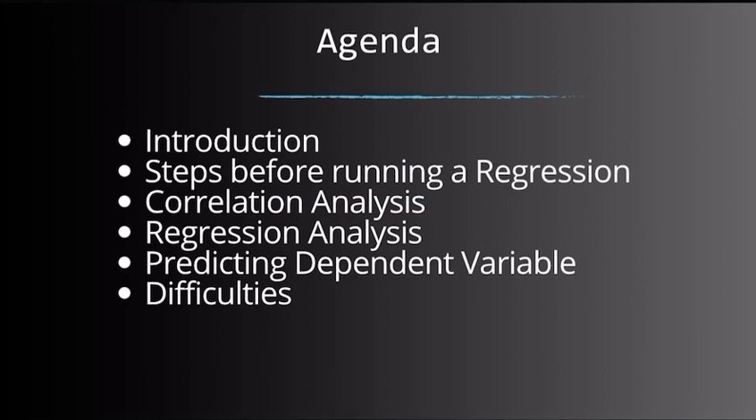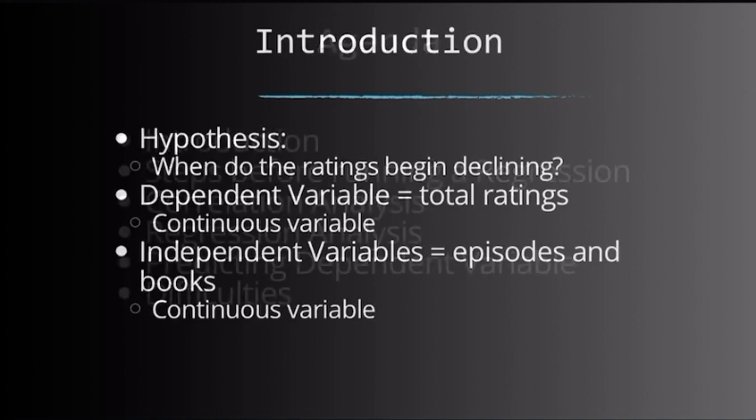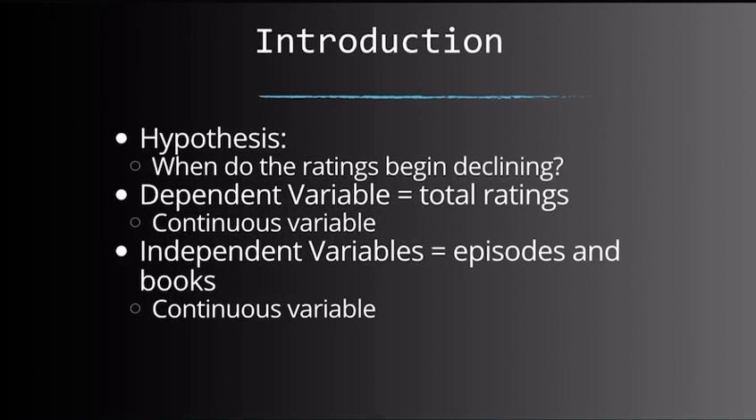Today, we'll be discussing our hypothesis, our independent and dependent variables, the steps to take before running a regression analysis, and then finally, our results from both the correlation and the regression analysis. Our group is interested in finding the point where the Game of Thrones franchise began declining based on both the TV series and book series.